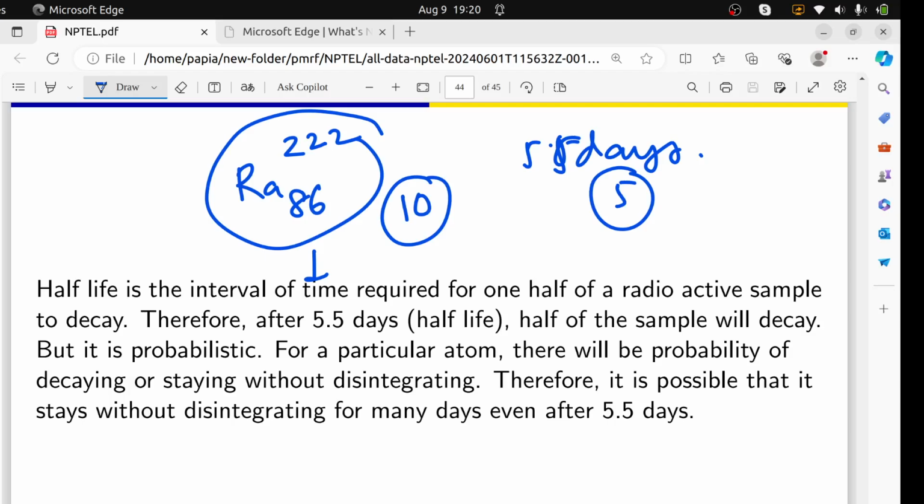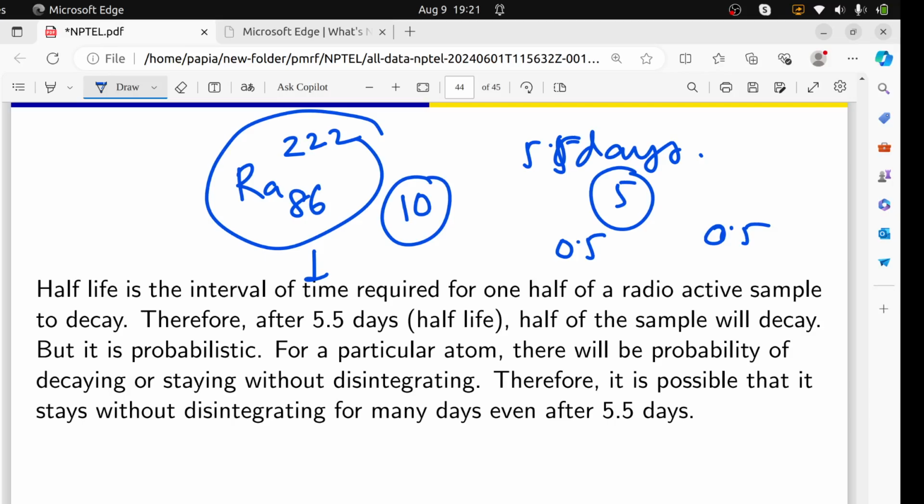So obviously for one particle, if it has a 5.5 days half-life, it does not mean that it is going to decay at 5.5 days and after 5.5 days 0.5 will decay. It should not be like that, because 0.5 of a particle does not have any physical sense. For a particular atom, there will be a probability of decaying or staying without disintegrating. Therefore, it is possible that it stays without disintegrating for many days, even after 5.5 days.